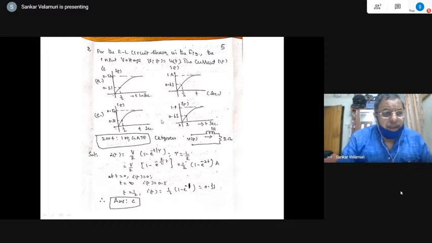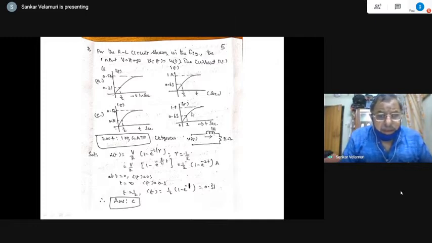Because in option A, 0.5 is given, and in option D, 1 ampere is given. But this is 1 divided by the steady state current, with the inductance acting as a short circuit. 1/2 is 0.5. Okay, so we can tally with these two.